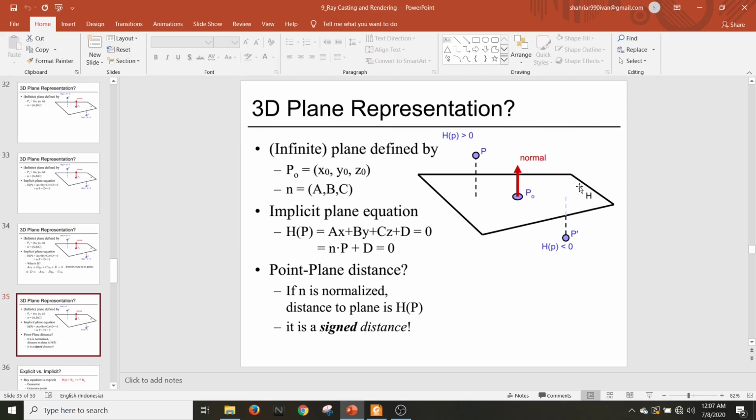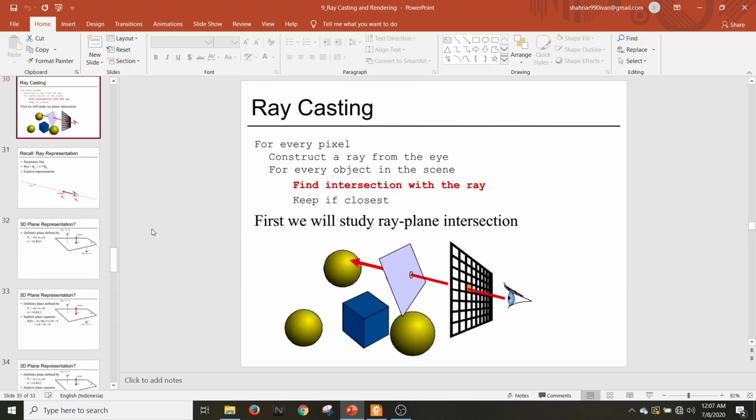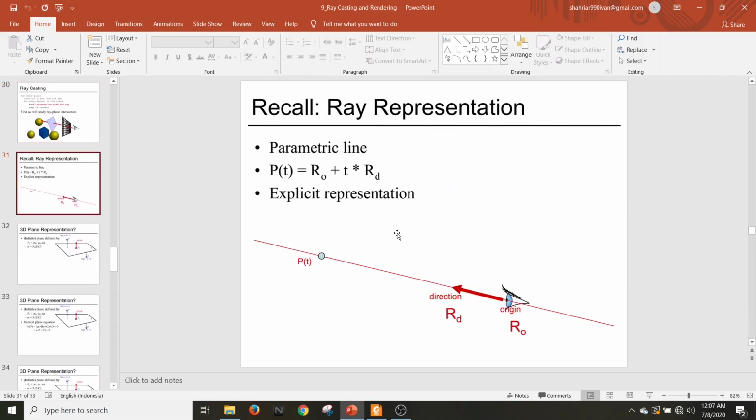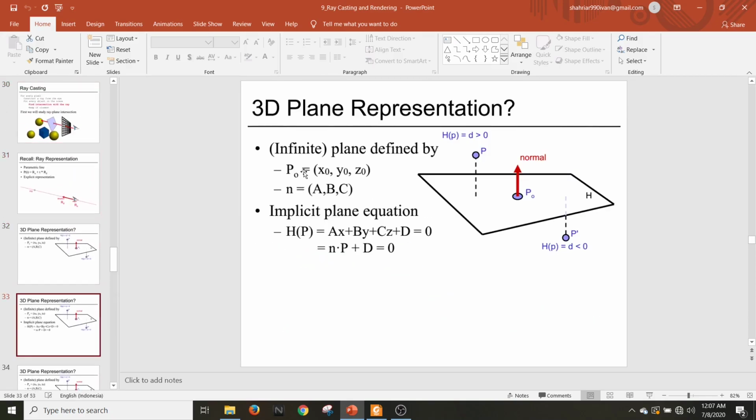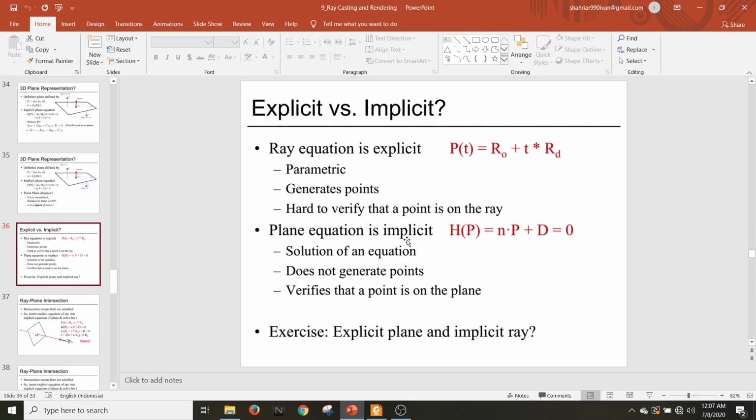Okay, now we move on to explicit and implicit equations. We already said that the previous ray representation that we did was an explicit representation, and now the plane representation is an implicit representation. So we need to notice the differences between explicit and implicit equations. The ray equation we talked about was an explicit equation, and the plane equation is an implicit equation. The three characteristic differences between these two types of equation can be seen here.